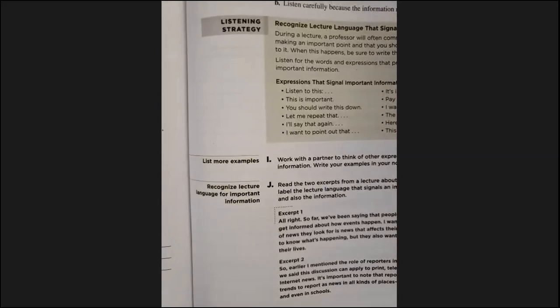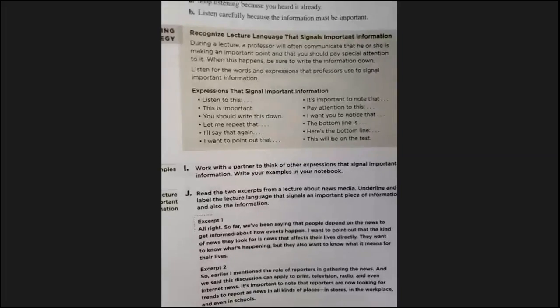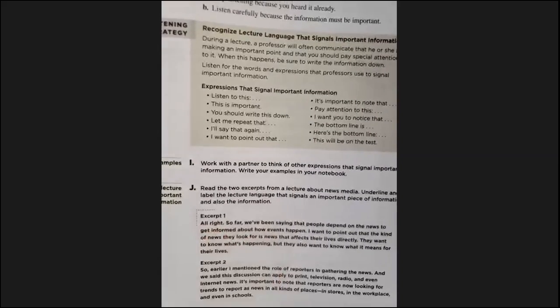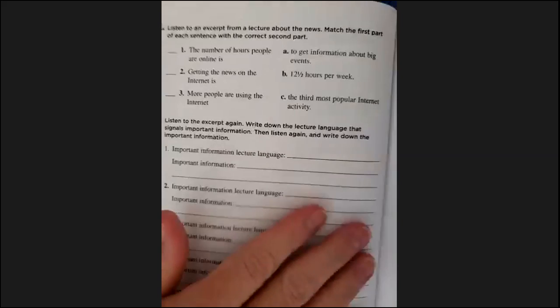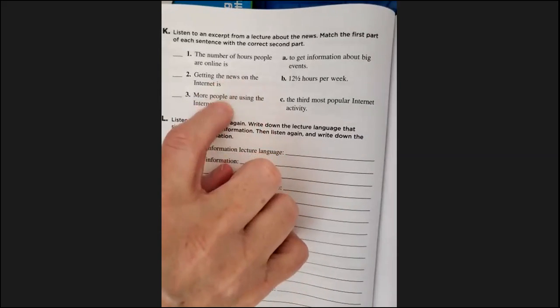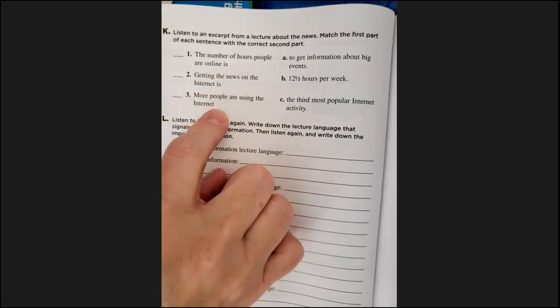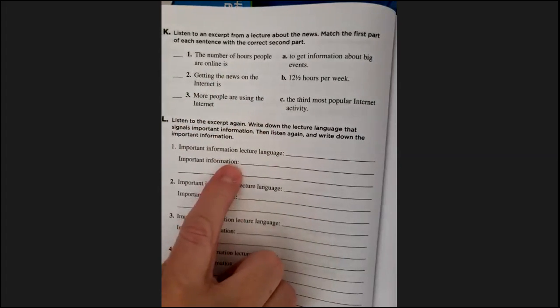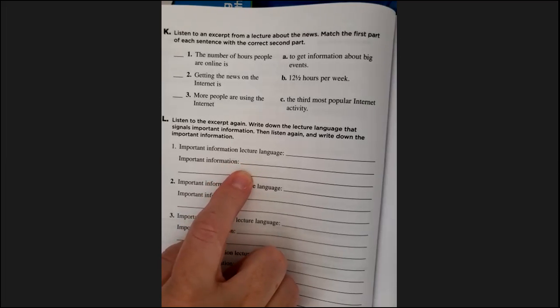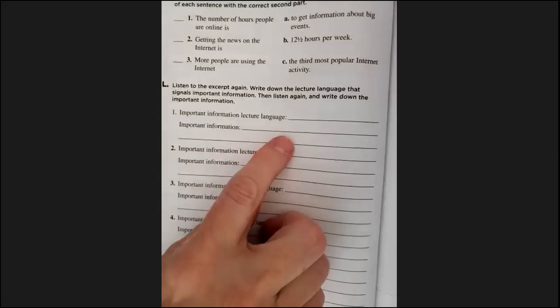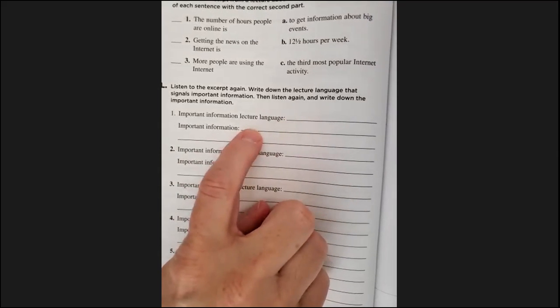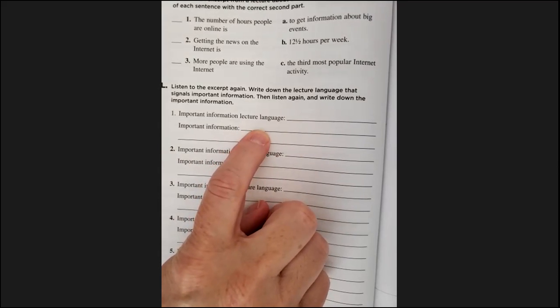We already talked about this page about language that signals important information. We looked at this example. Now we're going to look at this part next. This is talking about research and statistics about how people get their news, specifically on the internet. Then they have some examples of important information that they're talking about in the lecture. What they're going to do is give you a signal, and you want to write the lecture language first, and then the important information that they're pointing to with their signal.